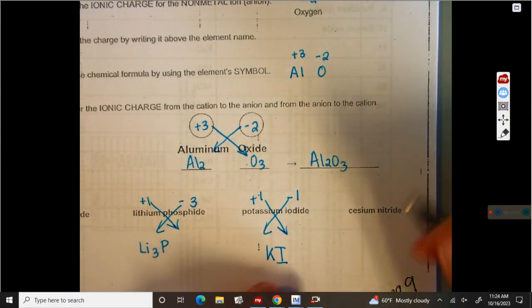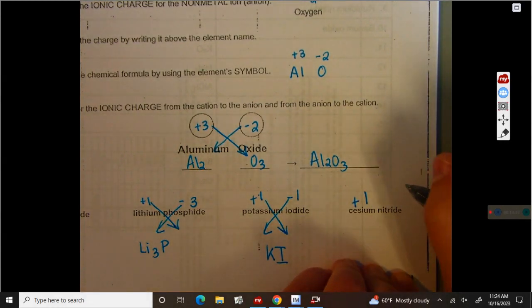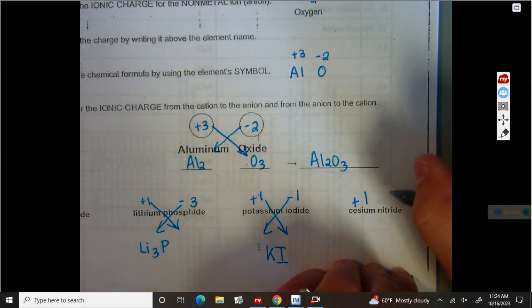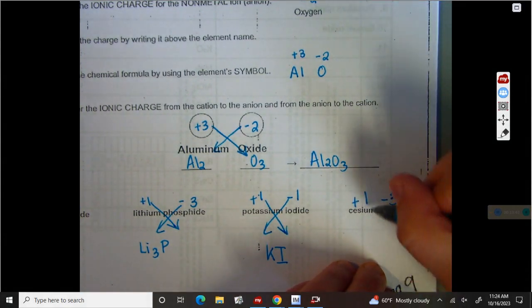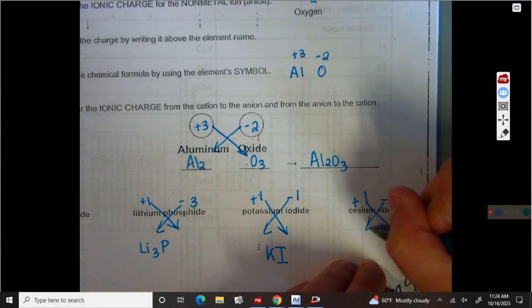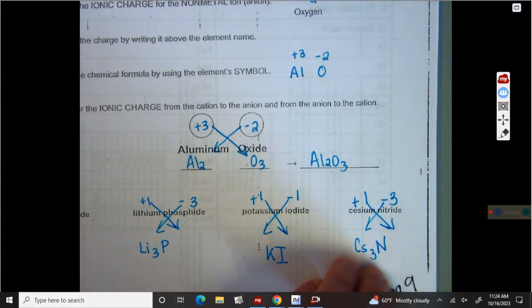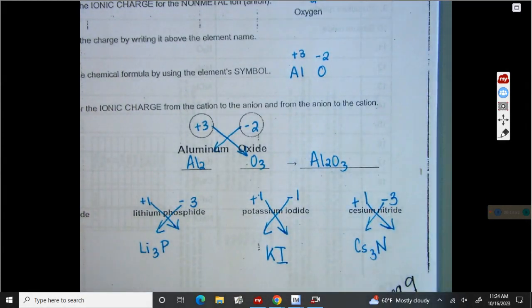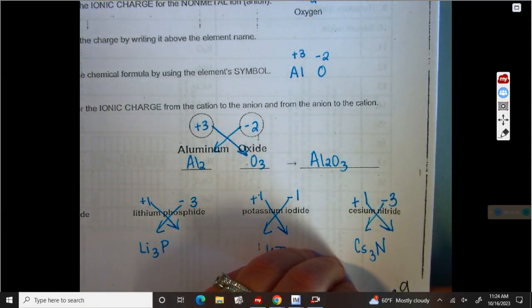Cesium nitride. Cesium is +1. Nitrogen has a charge of -3. And remember, I'm getting these from the periodic table. Just look at your charges above them. When we drop and swap them, cesium gets the 3. Nitrogen gets the 1, so I'm not going to write it. So the times that you won't write it is if it is 1 or if both have the same charge.